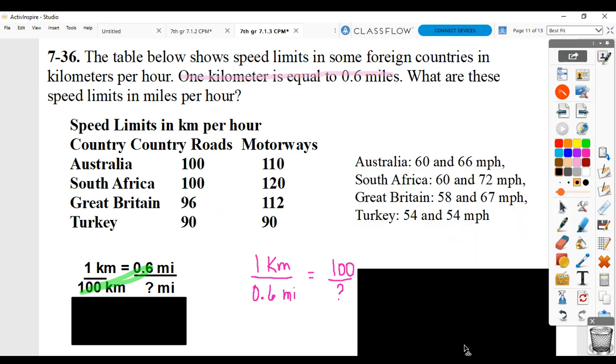And so what you should end up getting is this. Australia has 60 miles per hour for country roads, 66 for motorways. South Africa has 60 for country roads and 72 miles per hour for motorways. Great Britain, 58 for the country roads, 67 for the motorways. Turkey, 54 for country roads, 54 for motorways. So again, in each case, you can solve it by setting up your proportion. Again, how you choose to set up that proportion is fine, as long as kilometers aligns with kilometers, miles aligns with miles, and we use this as our ratio.